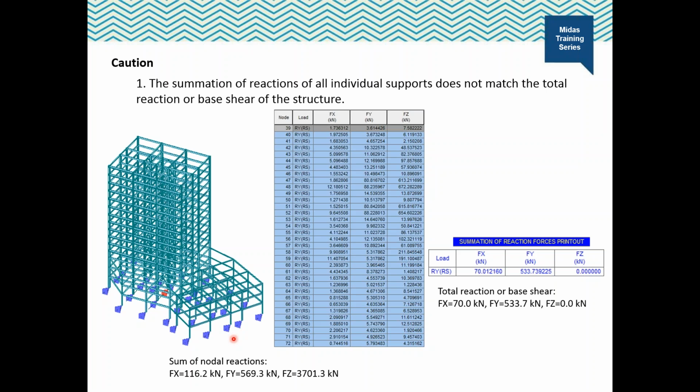Nodal reaction is calculated from the nodal reactions of each mode by modal combination, and total reaction is also calculated from the total reactions of each mode by modal combination rule. So, the summation of reactions of all individual supports does not match the total reaction or base shear of the structure.